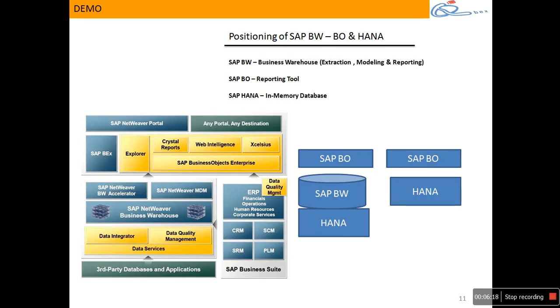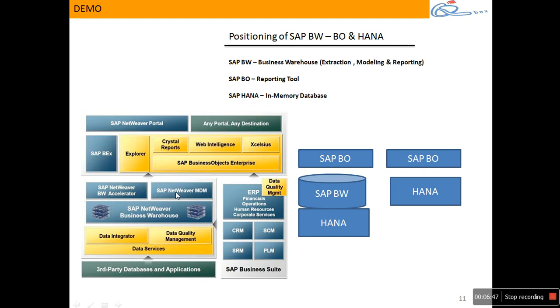Now look at this. This is like the same thing we explained. This is all your business suite with CRM, SCM, SRM, planning, product lifecycle management. You'll have ERP, which is nothing but your ECC. It's all your business suite. You extract data from your business suite into BW, and we can also use some third-party ETL tools like BODS and get into BW.